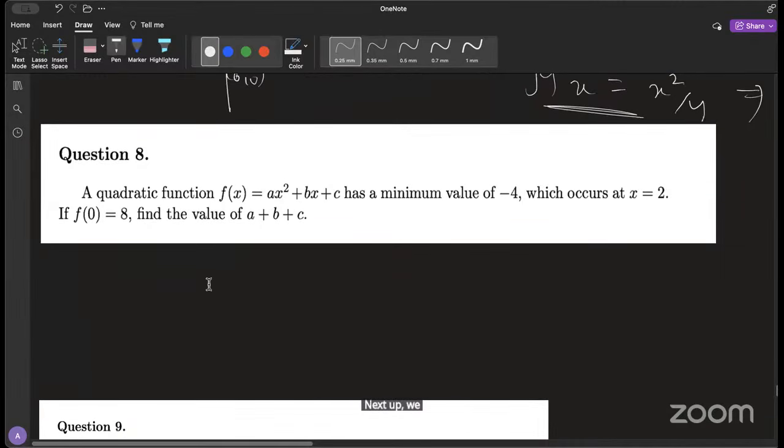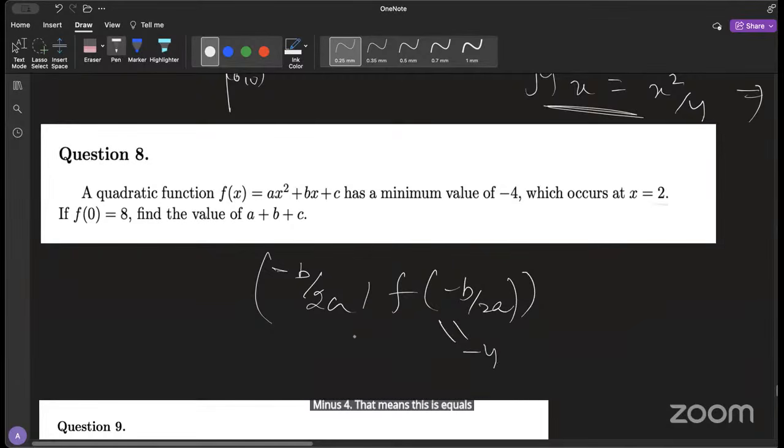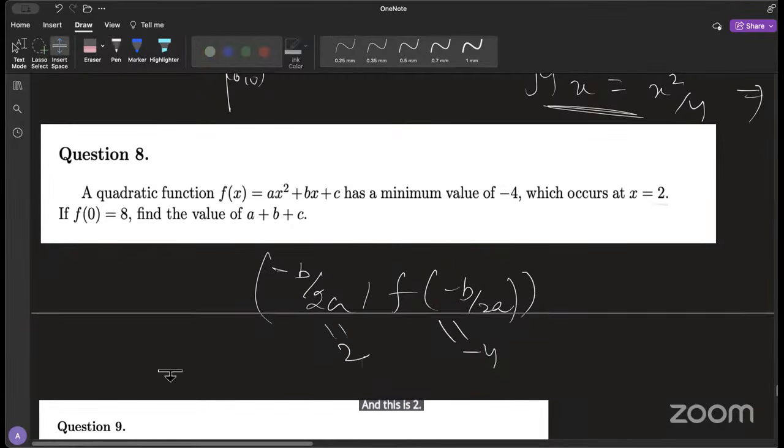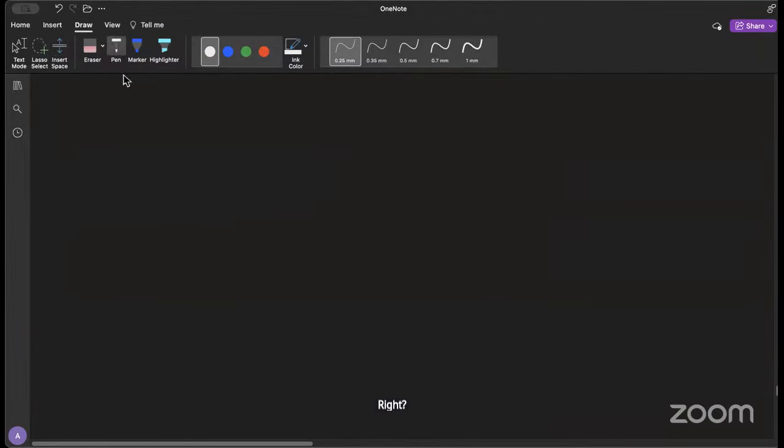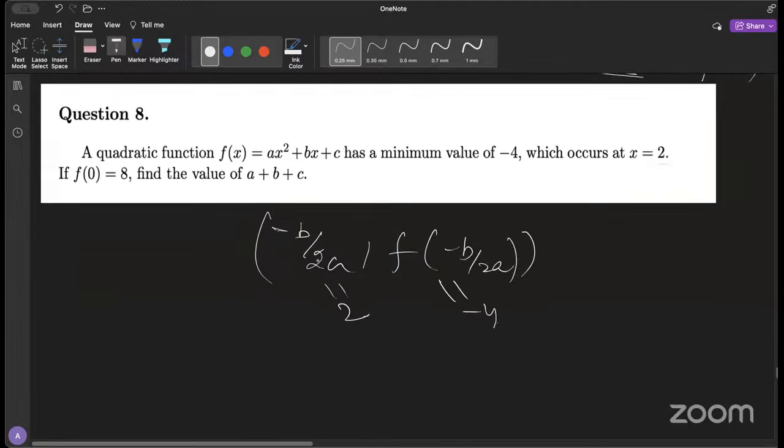Next up, we have this question. The quadratic function ax squared plus bx plus c has a minimum value of minus 4, which occurs at x equals 2. The minimum value is given by minus b by 2a. There are two things given: it occurs at x equals 2 and the minimum value is minus 4. That means this is equal to minus 4 and this is 2. Right? So these are the two things given to you, and then you're given f of 0 is 8.